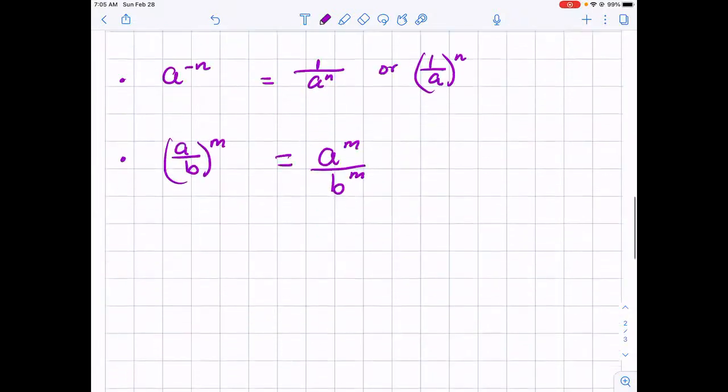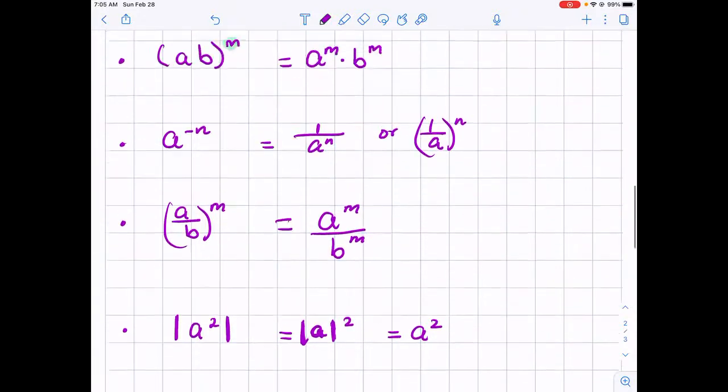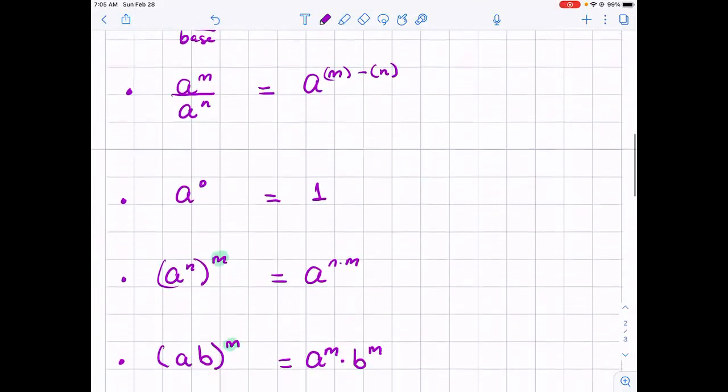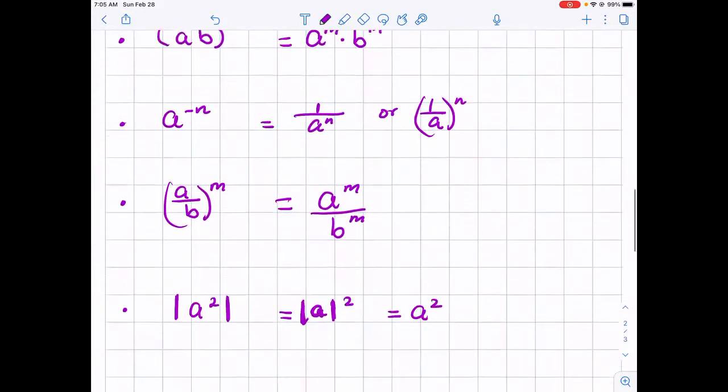We probably should also look at if we have the absolute value of a squared, with the a squared inside the absolute value. This is the same as putting the square on the outside of the absolute value, and that happens to be a squared because the absolute value of a squared is a squared, since a squared has to be positive. So these are some of the things we'll talk about as I do some of the examples. And then we'll also write out the list for radicals.